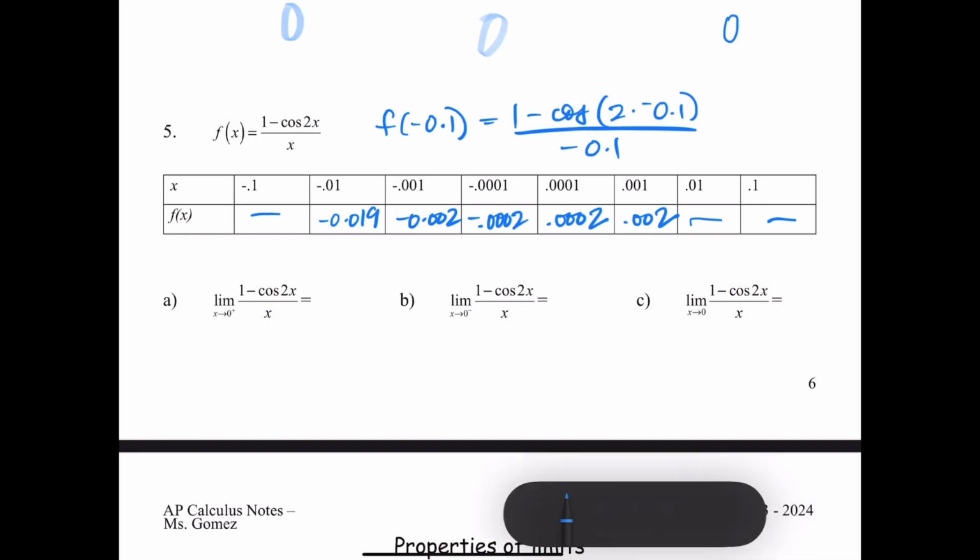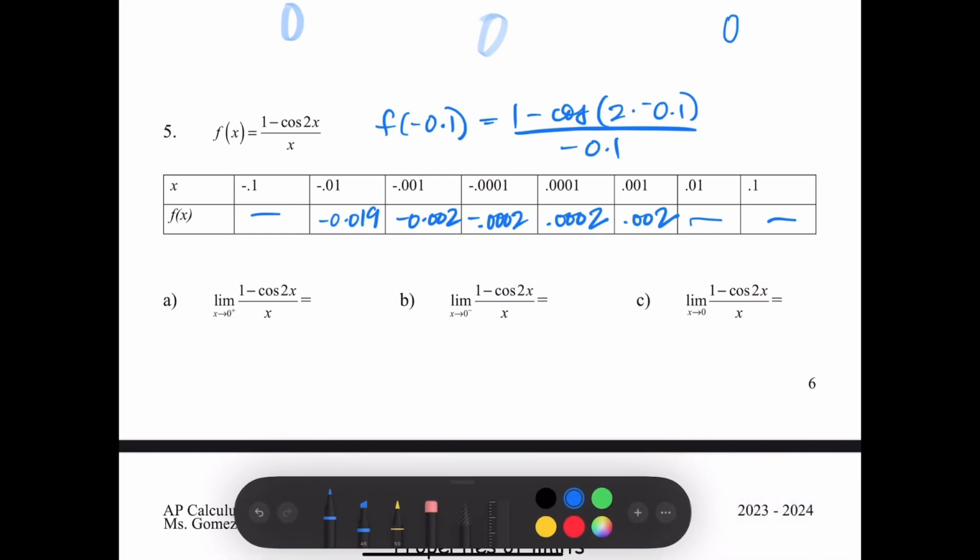So as I evaluate this limit as x approaches 0, from the right, I'm getting really close to 0. From the left, I'm also getting really close to 0. And it's safe to say that the limit of this function as x approaches 0 is 0.